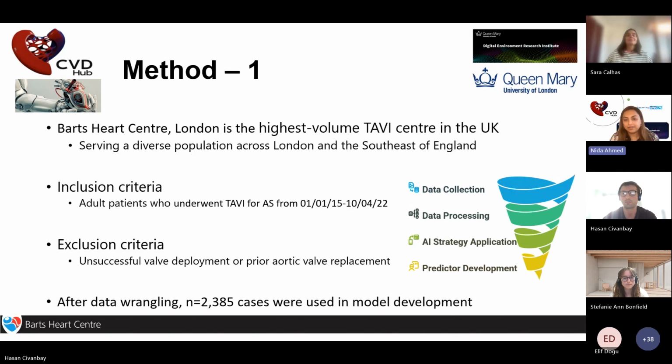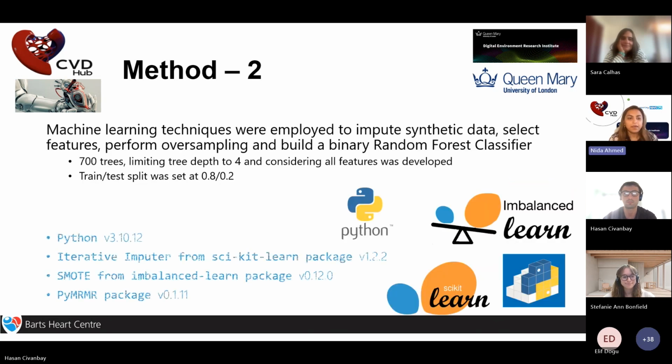And the standard approach: data collection, processing, and then our AI strategy implementation and ultimate development of the model. Yeah, we followed the standard process. All right, next, please. So we wrote it in Python.